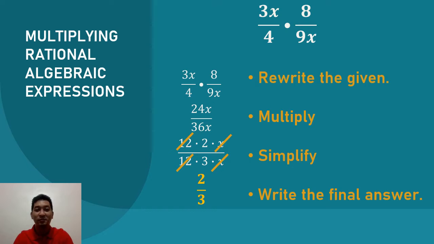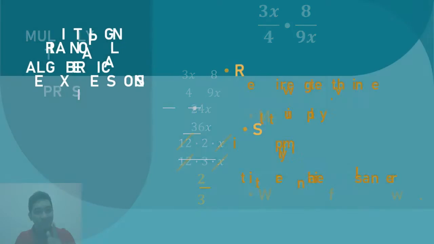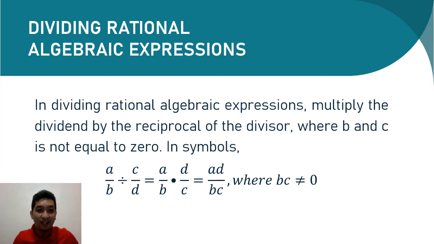So I have told you, multiplying rational algebraic expression is just easy. Alright? Let's go with dividing rational algebraic expression. So this one's easier. Okay? So how did I say that it's easier? So in dividing rational algebraic expressions, you just have to multiply the dividend by the reciprocal of the divisor, where b and c is not equal to 0. In symbols, simply, okay, listen to me, you have a over b divided by c over d. So these are your rational algebraic expressions.